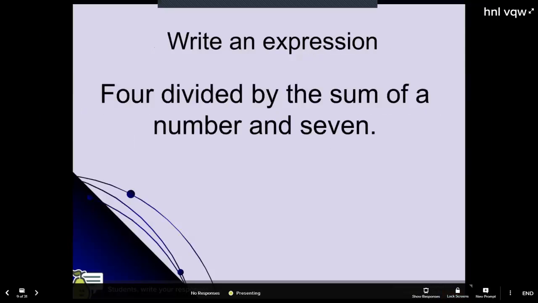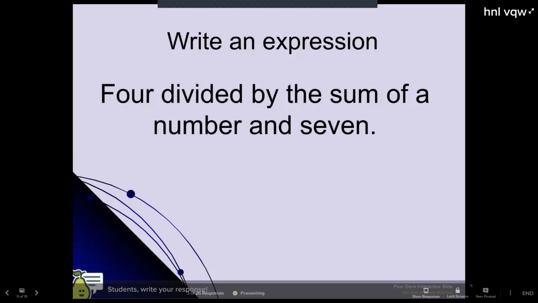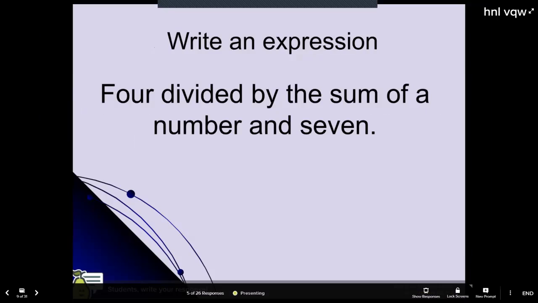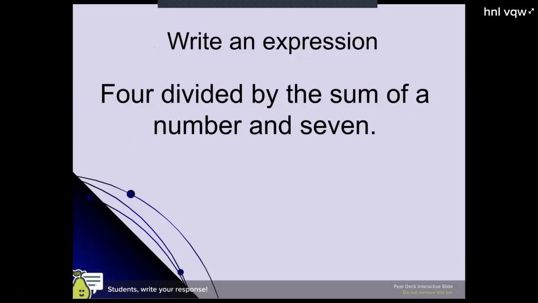Let's practice again. This one's trickier. I will be thoroughly impressed with the students who get this one right. And just to throw it out there, the expression I want you to write: 4 divided by the sum of a number and 7.